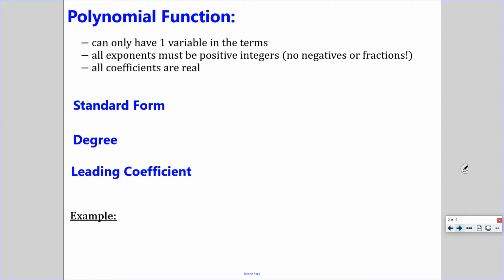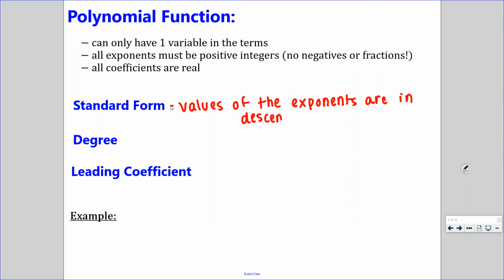Okay, so standard form, what this means is the values of the exponents are in descending order from left to right, like you read a book. I'll show you some examples. I do this anyways, and I've been showing you that if your largest exponent is a 3, that term should come first, and then it should go in descending order, meaning your constant should always be last. That's what standard form is.